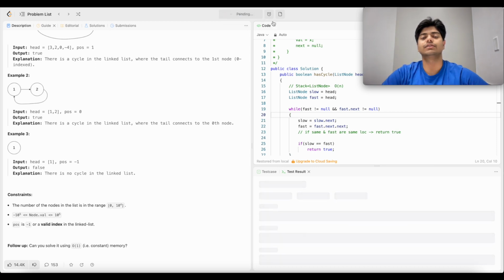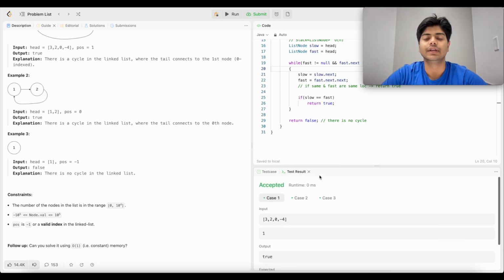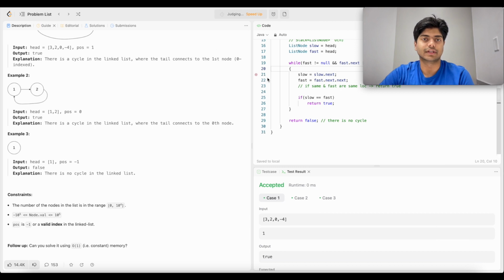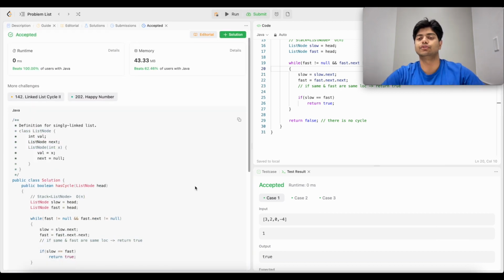So let's just run this to make sure we don't have any compiler errors that could pop up. And we pass these base cases that they have, and then we'll submit. And LeetCode will take its sweet time, and there we go, beats 100%. So it's a very valid solution.